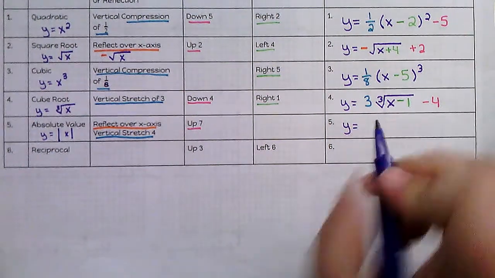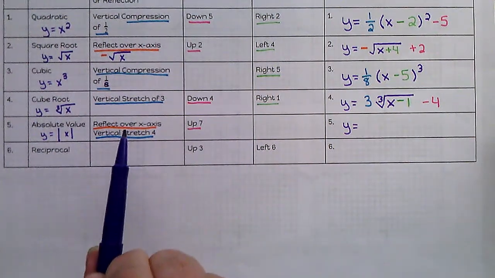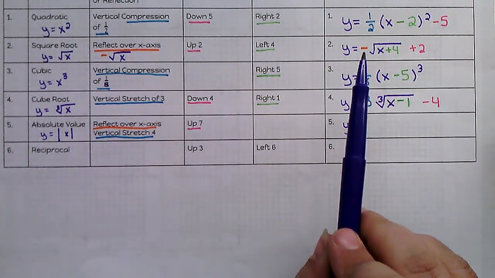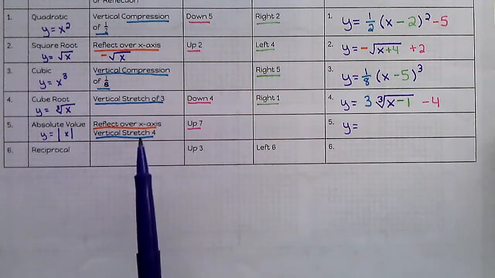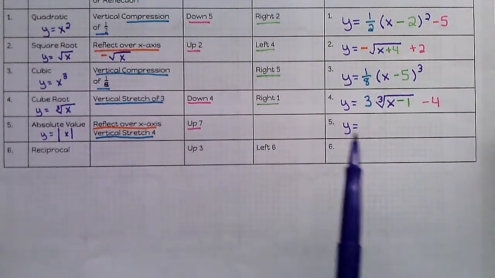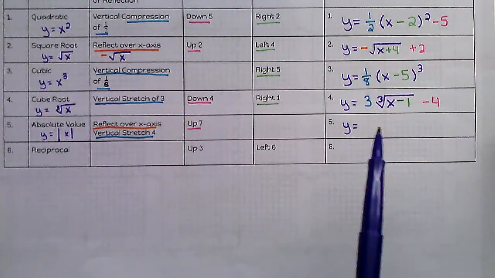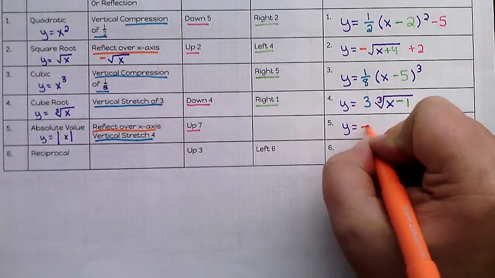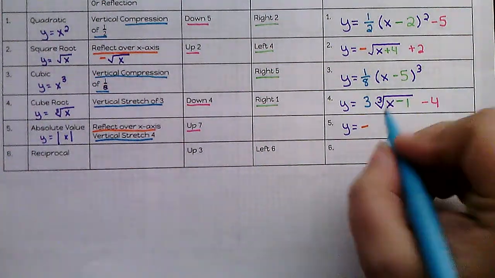So y equals, for this reflection, we need to have, like we talked about on number 2, the negative has to be out in front. We also have a stretch of 4 that needs to be out front. So do you think it makes sense to write 4 and then a negative sign, or should we write our negative sign first and then 4? Hopefully you think it makes sense to write our negative sign first and then the 4.